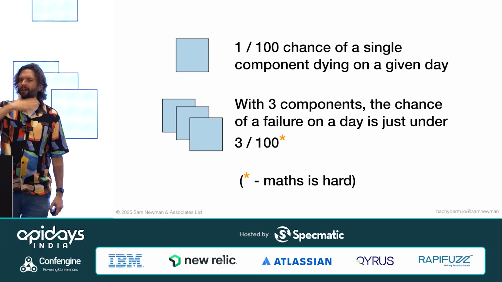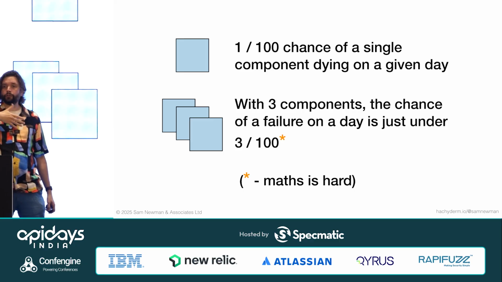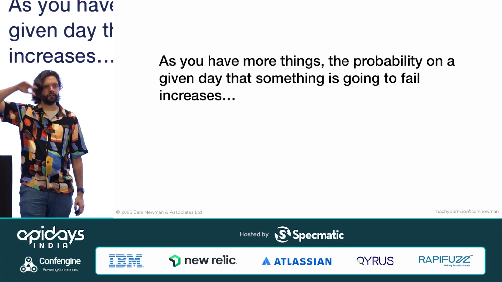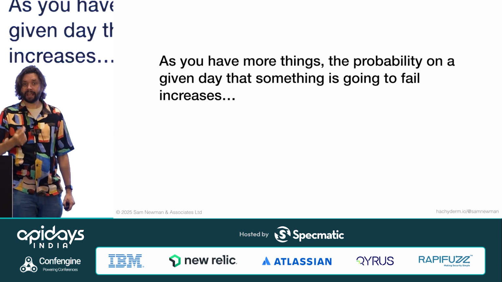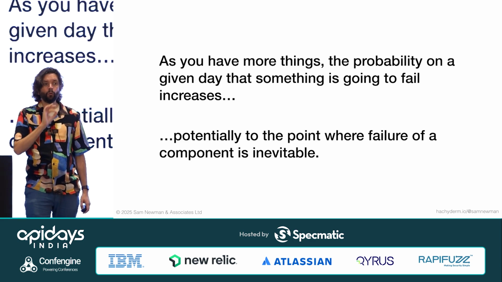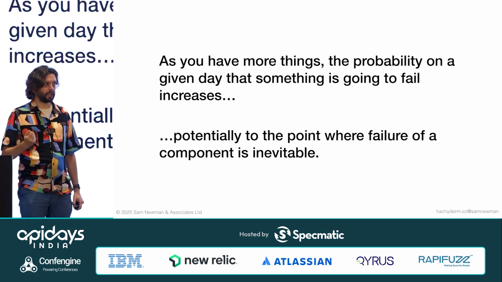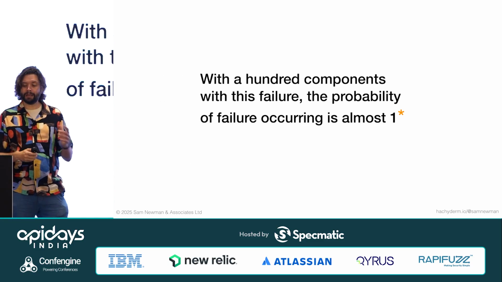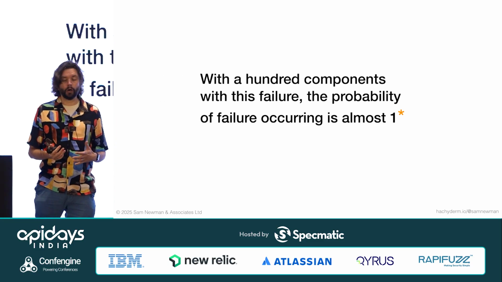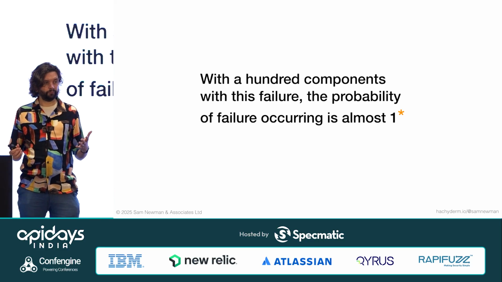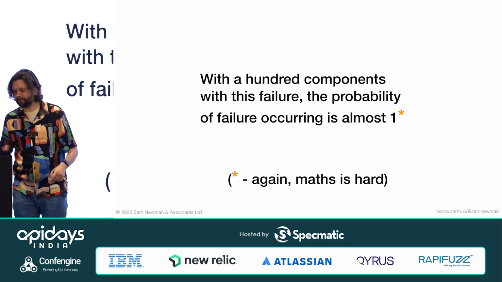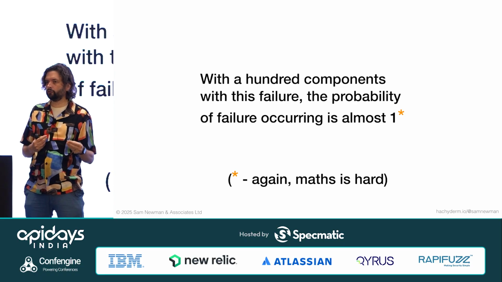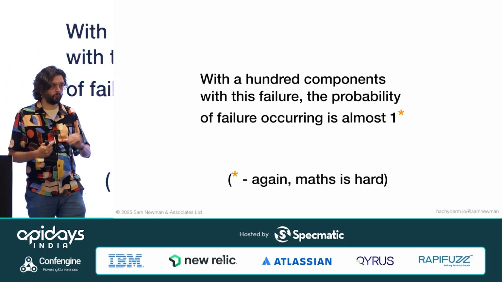But the idea here is, as we increase the number of components, the chance of failure of a component on a given day is going to increase. So the more components we add, the probability of there being a failure on any given day increases to the point where the failure of a component on a specific day is almost inevitable. So if I had 100 components, the probability of there being a failure in one of those components approaches 1. Again, not exactly 1, but you can look it up online. So we've got this issue of scale. As we have more things, it becomes increasingly difficult to ensure that none of those things fail, just purely from a mathematical point of view.